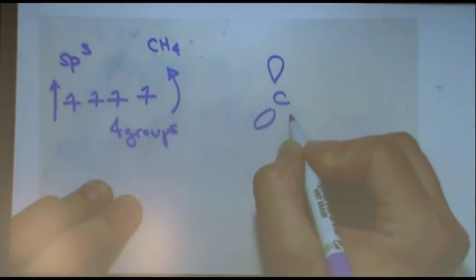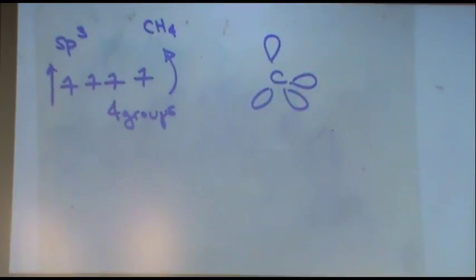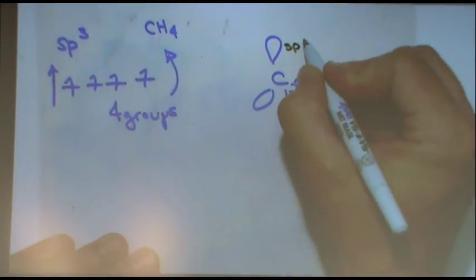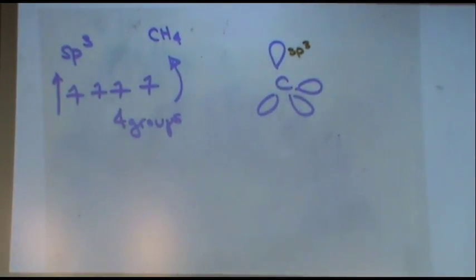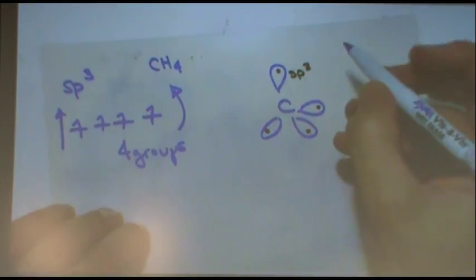All right, so there's 4 groups. I'll try to draw this somewhat tetrahedral looking. These are 4 sp3 hybridized orbitals. All right, sp3 next to one of them, but all 4 are sp3 hybridized. As the picture shows, they all have 1 electron. Okay? Now, these are bonding with 4 different hydrogens. Those hydrogens are all 1s1 from the periodic table, so they all have 1 electron.